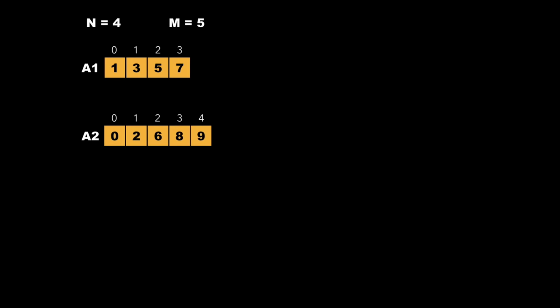So now let's have a look at the approach to solve this particular problem. Basically, there are two approaches, but I am considering the easier approach. If you want me to explain the second approach, do let me know in the comment section and I'll make a separate video on it. For the time being, let's stick to approach 1 and consider the same example where n and m are 4 and 5 respectively. That is, the size of array A1 is 4 and the size of array A2 is 5, with A1 as 1 3 5 7 and A2 as 0 2 6 8 9.